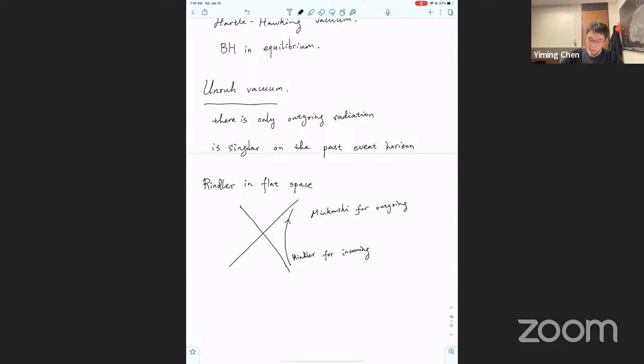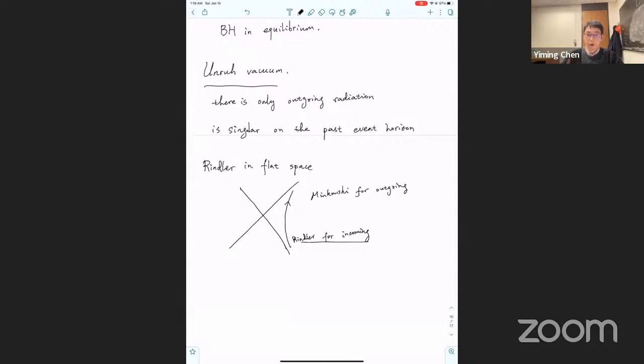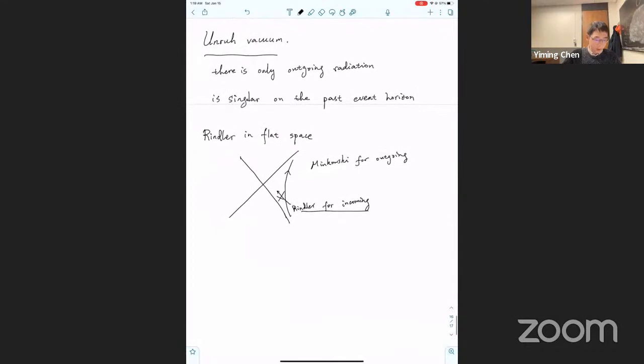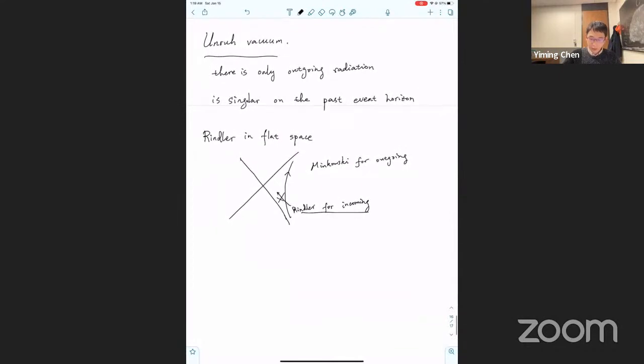So the reason that I choose, if I'm a Rindler observer, the reason I want to consider this vacuum is because I want to consider a situation where there is no incoming radiation in the black hole case. So in the Rindler setup, there will be no particles that travel to the left. There are no particles like this, okay? And we want to derive the fact that in this case, the stress tensor will be singular on this line, okay? And how do we derive that?